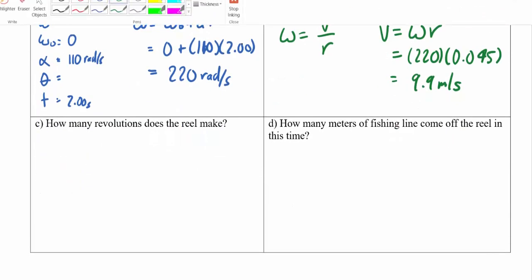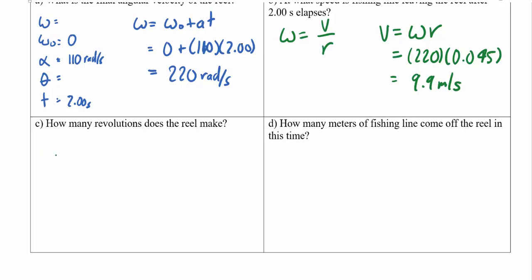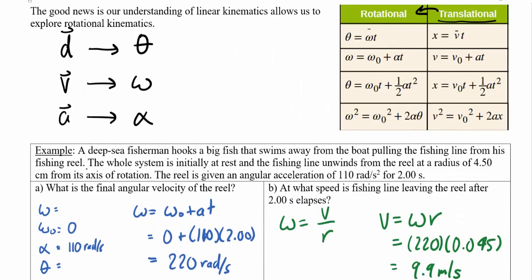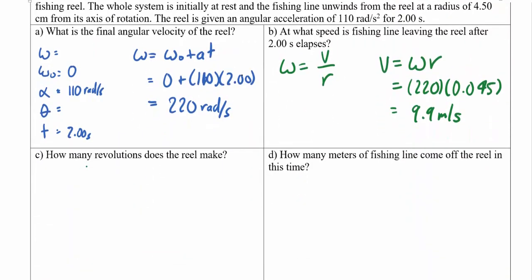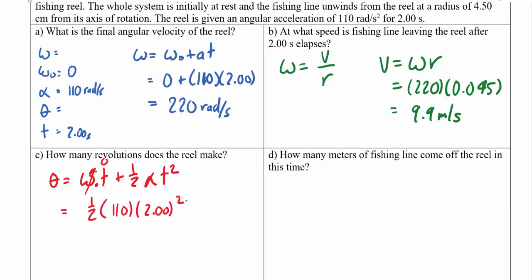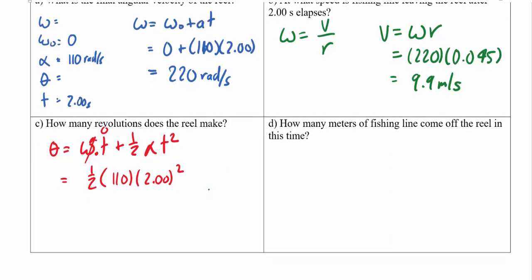Okay, so how many revolutions does it make? The number of revolutions is going to depend on theta. And so if I look at my formulas here, which one could I use to solve for theta, knowing what I know? I've actually got 2 options, but I'll choose this one: theta equals omega naught t plus 1/2 alpha t squared. This is, again, 0. So this simplifies to 1/2 times 110 times 2 squared. And so this is 220 radians.